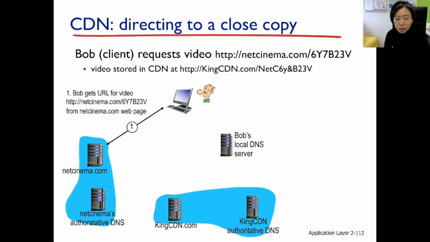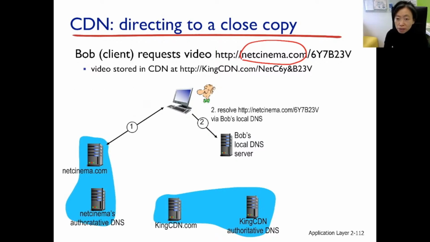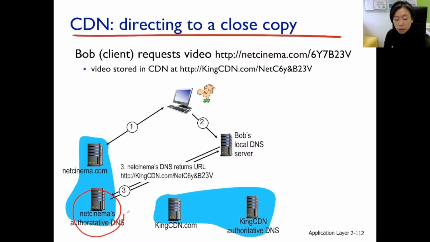But what happens here is, Bob's browser sees this is the host to contact. So first things first, ask the local DNS server for the IP address of this host. Right? So resolve this name. Bob's local DNS server will what? Check cache. If not a hit, go to the TLD server. The TLD server will share what is netcinema.com's authoritative DNS server. And so Bob's local DNS can direct the query to the authoritative DNS server for the IP address of netcinema.com. But what's really curious here is that the authoritative DNS server of netcinema.com, instead of returning an IP address, returns the redirected path.